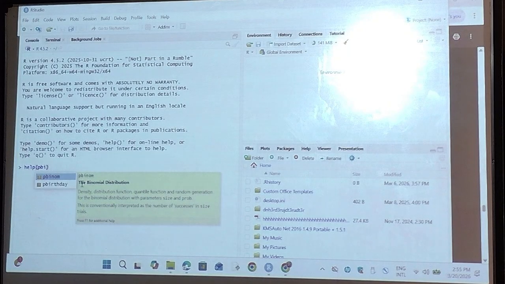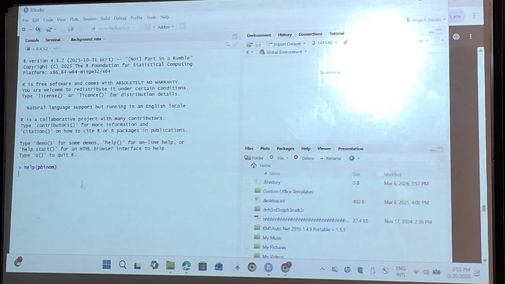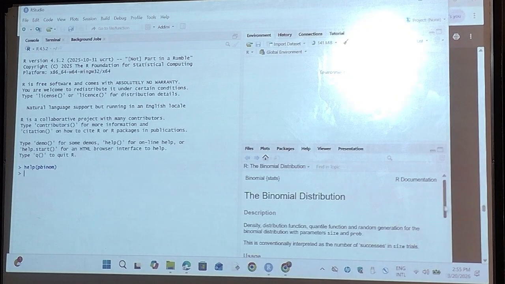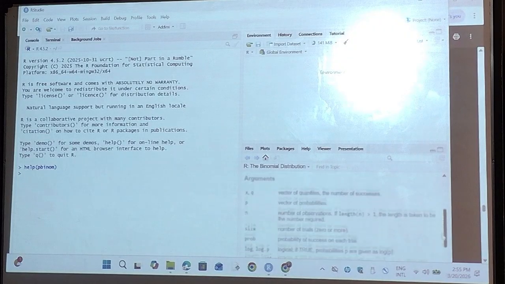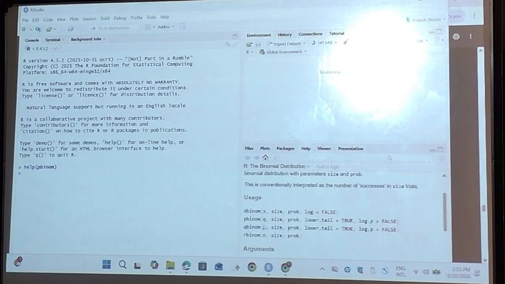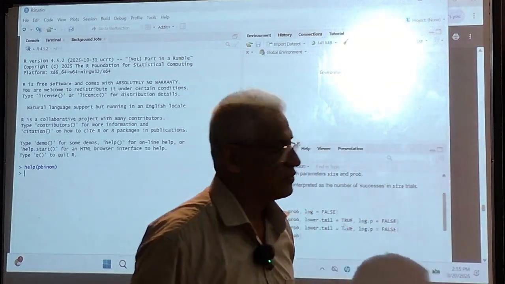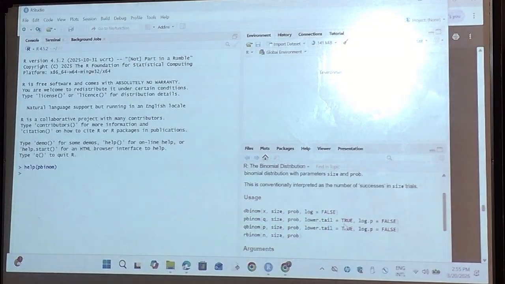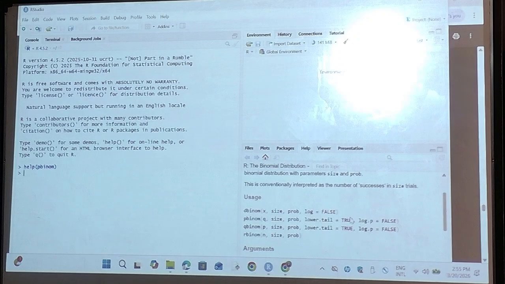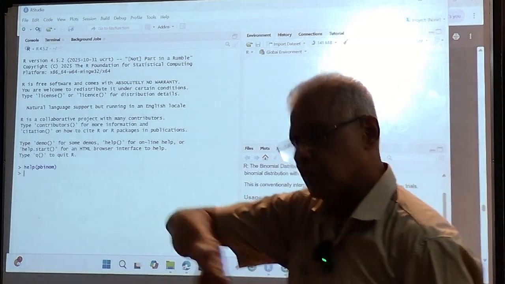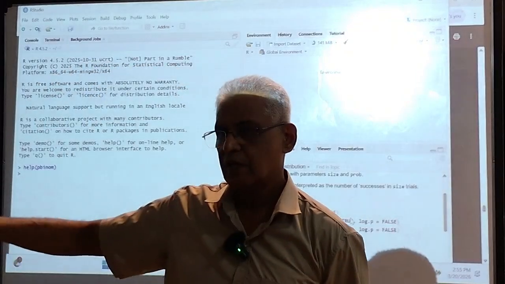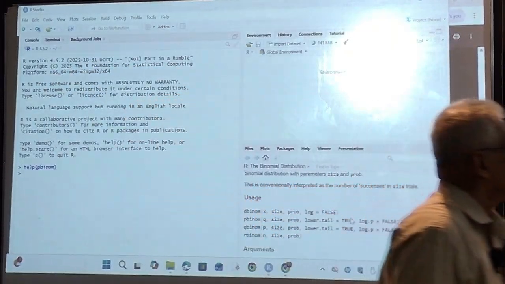Binom. So these are the ones that we were using: x, and then size is n, then the probability of success theta, and there's another one called lower tail. Lower tail is the next one. Naturally it says lower tail is equal to TRUE, so that is the default. If you say lower tail is equal to FALSE, it will give you the right tail probability, right side probability. Right.